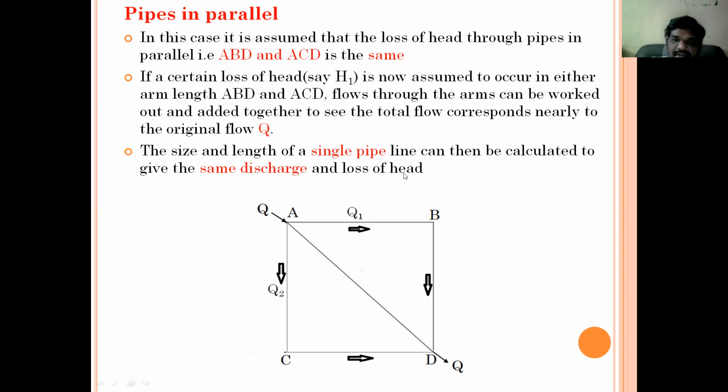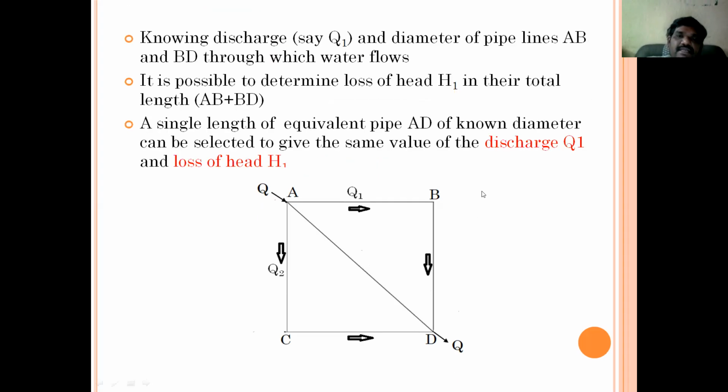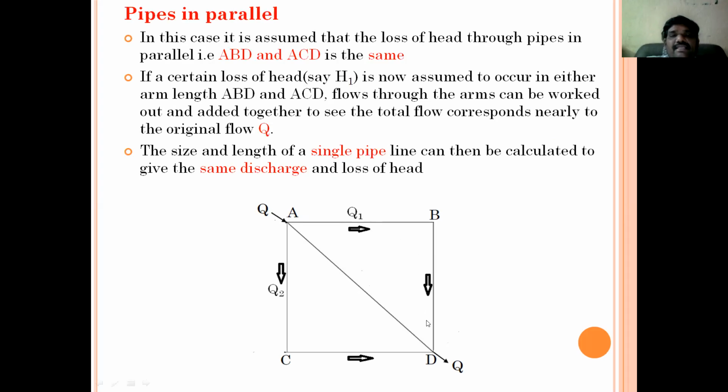Here also, what we are doing in this case is using the nomograph to find out the loss of head of total AB plus BD. By knowing that, a single length of equivalent pipe AD of known diameter can be selected to give the same value of discharge Q1 and loss of head H1. Similarly, in the parallel case, it is assumed that the loss of head through pipes in parallel, ABD and ACD, is the same.